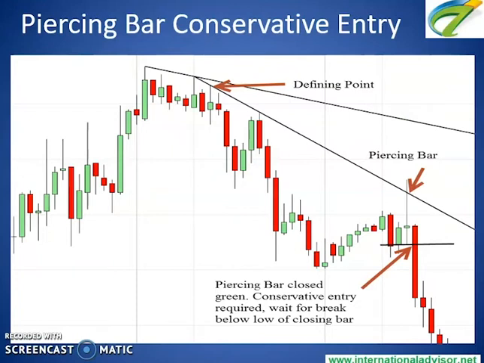Then another important concept is the piercing bar, like this. This piercing bar is a reversal pattern. Here we can see the piercing bar closed even green, conservative entries, and there are two types of entries which we can make whenever we have such a situation.